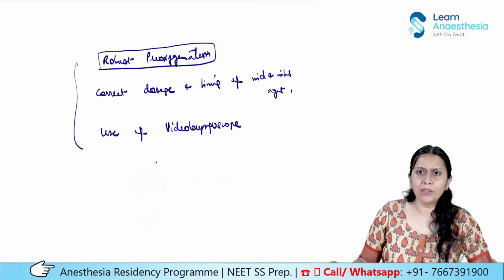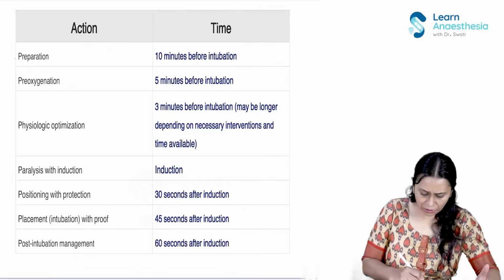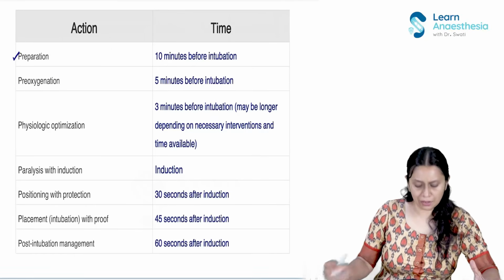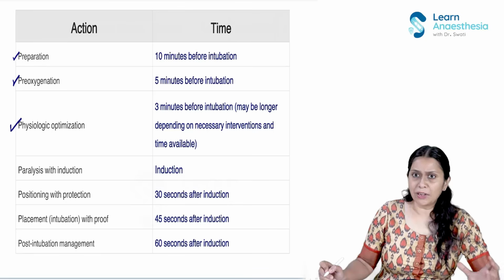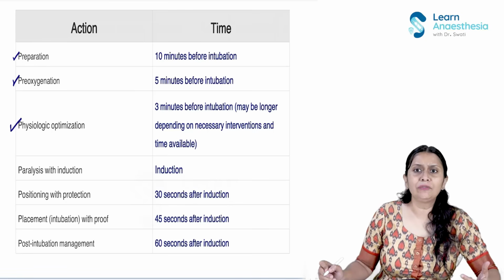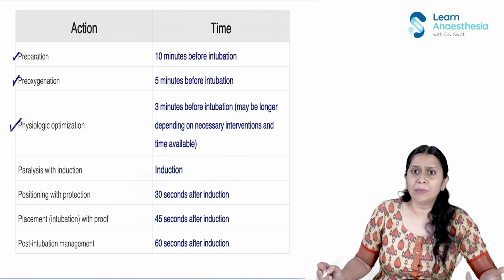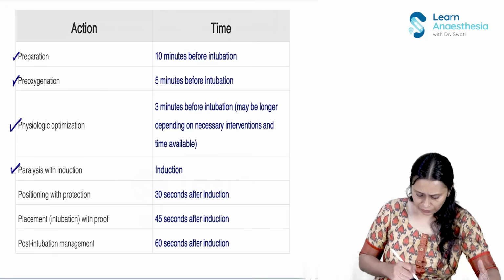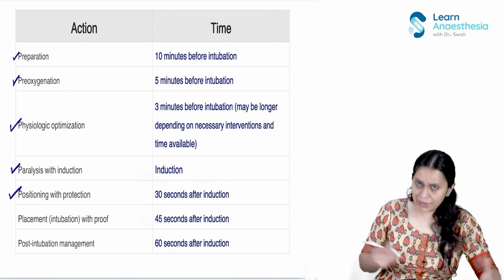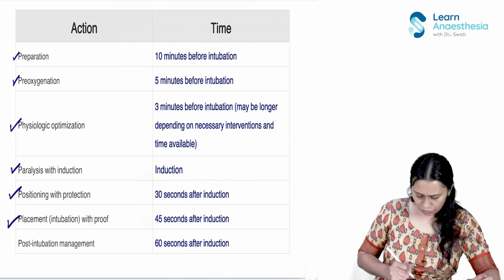Okay, so what are the steps of RSI? There are 7 P's of RSI. First is proper preparation. The second is pre-oxygenation, then physiological optimization. Now, your emergency patient may not be the stable patient which you get in the OR. They may be unstable, some may be stable, some may be unconscious. So what are the ways of optimizing them? We'll talk about that. Then paralysis with induction, then positioning with protection against aspiration, and the placement of the endotracheal tube with proof, and post-intubation management.